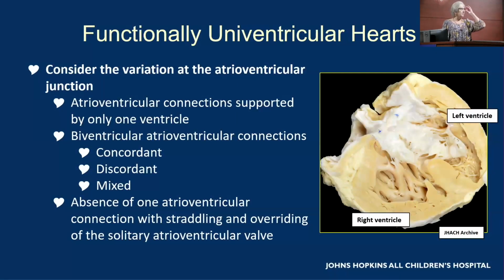So if we consider the variations at the atrioventricular junction, we have to look at those hearts that have atrioventricular connections that are supported by only one ventricle, those that have biventricular atrioventricular connections that can be concordant, discordant, or mixed, in those cases that have either right or left isomerism, or we have to look at the very rare cases that I have pictured here, where you have absence of one atrioventricular connection. In this case, it's the right atrioventricular connection, with straddling and overriding of the solitary atrioventricular valve. So this is known as a uniatrial but biventricular connection, and these are quite rare.